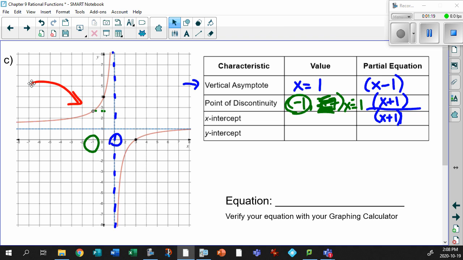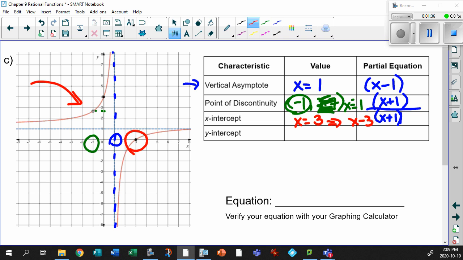Let's go to the x-intercept now. Is there an x-intercept? Of course there is, right there at 3. So you've got x equals 3. Now, remember that that's also in our numerator. So we've got this becoming x minus 3 as a partial equation.